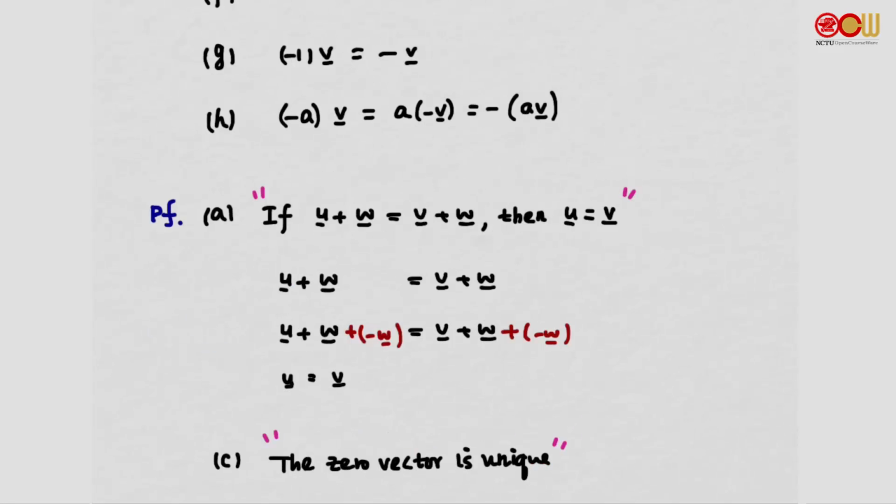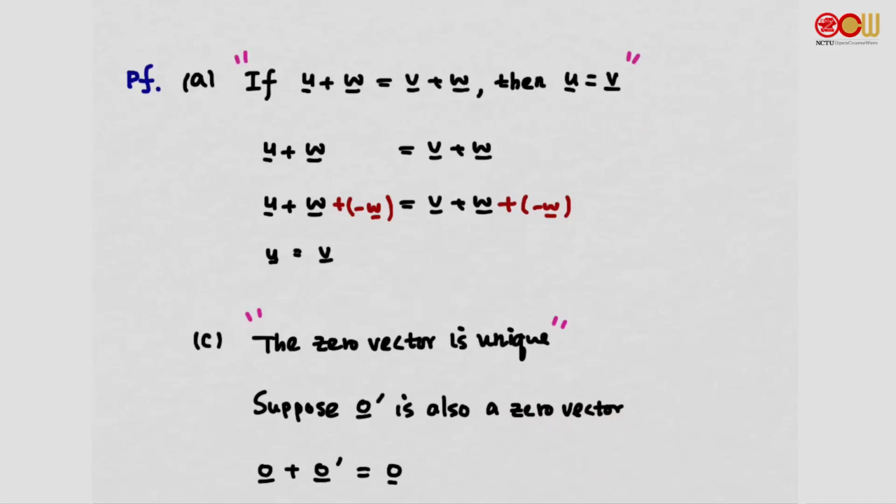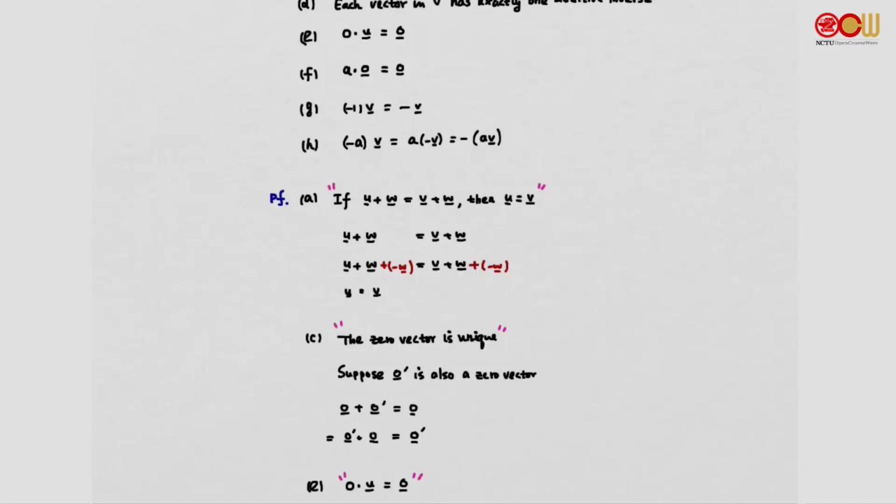Let's show the zero vector is unique. So suppose that 0 prime is also a zero vector. And we know u plus zero vector is u. So because 0 prime is a zero vector, 0 plus this 0 prime is 0, right? But we also know that we can switch the order. So this is the same as 0 prime plus 0. So now, treating this 0 as the zero vector, we get 0 prime. This means 0 is the same as 0 prime, and the zero vector is unique. We will show a, c, e, and g, I think, and leave the rest for exercise.